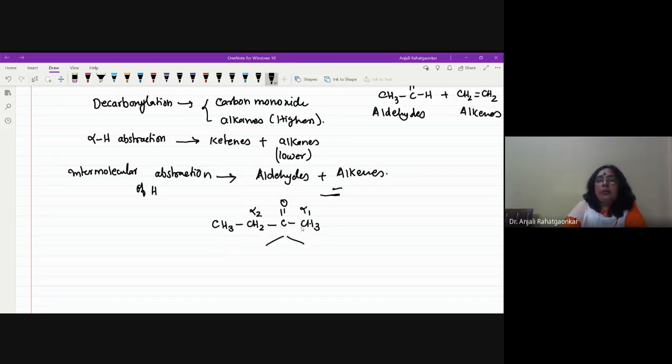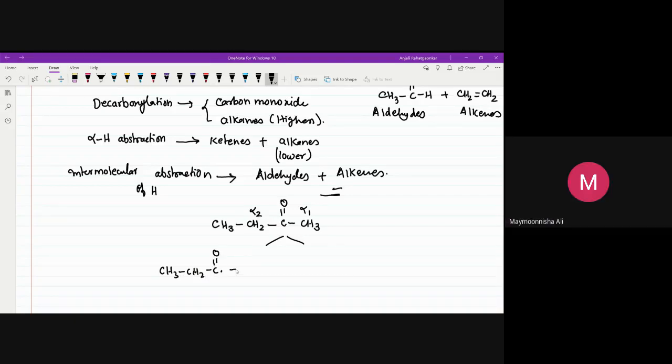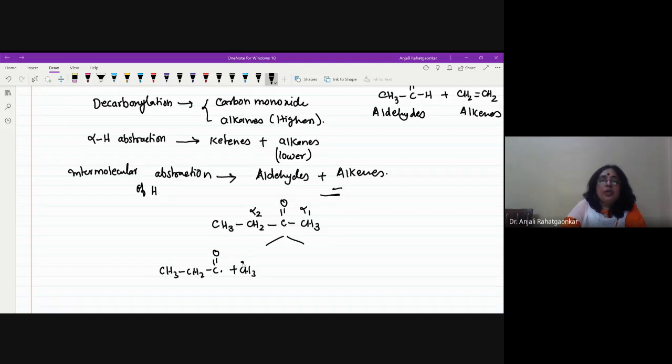The first possibility is cleavage between C and alpha 1. So this is the first possibility. And what is the second possibility? The second possibility is alpha 2, so this is the second possibility.